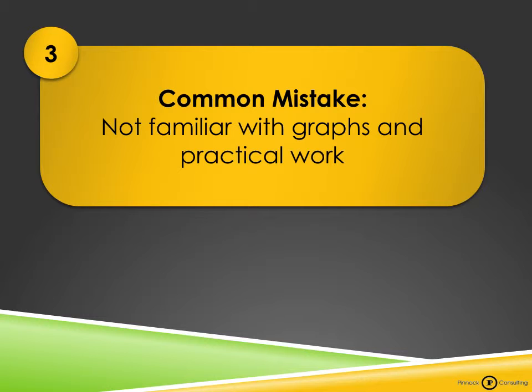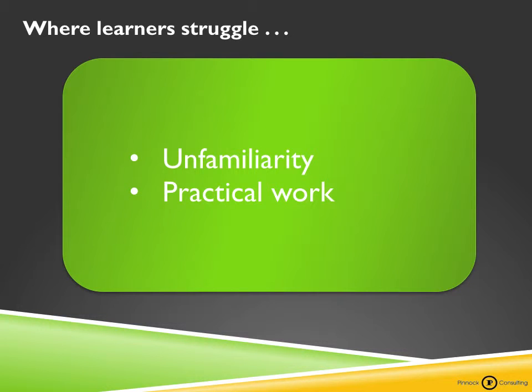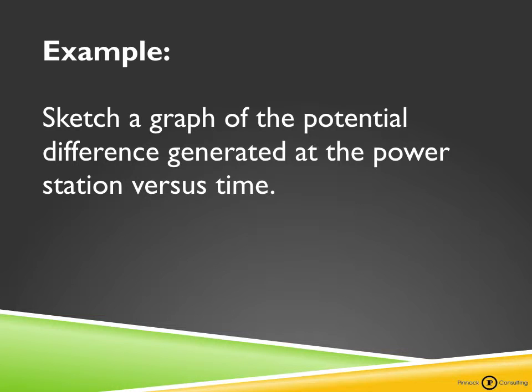The next common mistake is that learners aren't familiar with graphs and practical work. This is a huge problem because learners are unfamiliar with the different graphs. They're also unfamiliar with the different elements of the graph and have a poor skill in graph reading. Learners cannot answer the questions based on practical work. In this example, learners were asked to sketch a graph of the potential difference generated at a power station versus time. Learners couldn't tell the difference between an AC and a DC graph. Many learners drew a straight line through the origin.